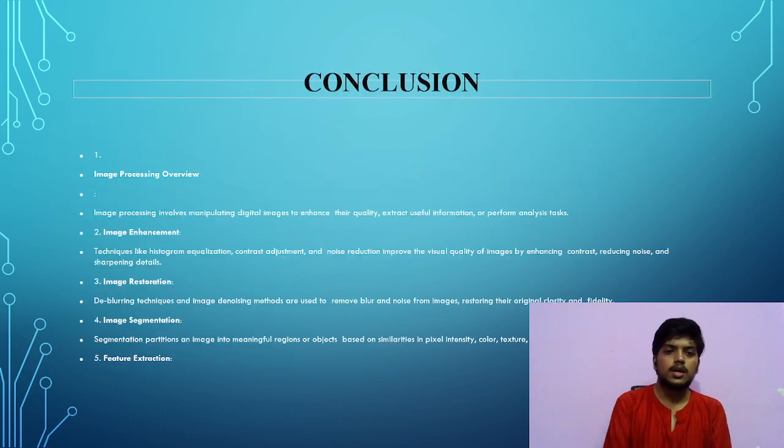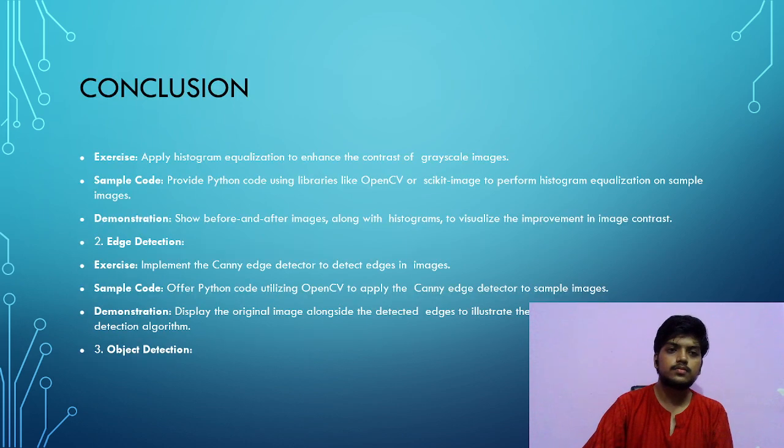So, conclusion part. Image processing is manipulating digital images in order to enhance their quality, extract useful information, or perform analysis tasks. Image enhancement techniques like histogram equalization, contrast adjustment, and noise reduction improve the visual quality of images by enhancing contrast, reducing noise, and sharpening details. Deblurring techniques and image denoising methods are used to remove blur and noise from images, restoring the original clarity and fidelity. Segmentation partitions an image into meaningful regions or objects based on similarities in pixel intensities, color, textures, or motions.